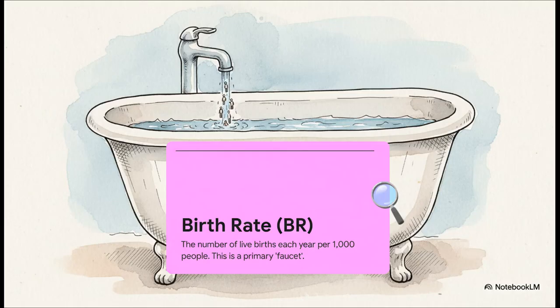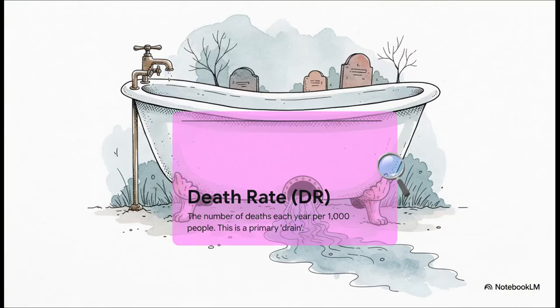All right, let's look at our first faucet. This is a big one, the birth rate. It's just the number of babies born for every 1,000 people in a place over 1 year. So if you hear a country has a high birth rate, you can just picture that faucet turned on full blast. Okay, so we've got a faucet. Now for a drain. On the flip side, we have the death rate. It's calculated pretty much the same way: how many people pass away per 1,000 people in a year. This is one way the water level goes down.